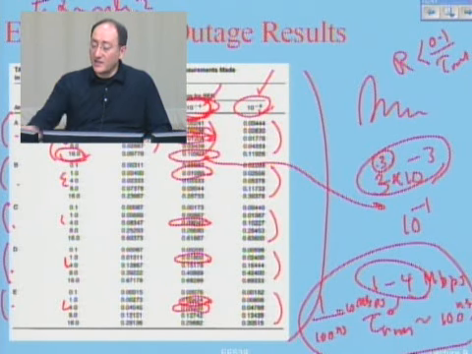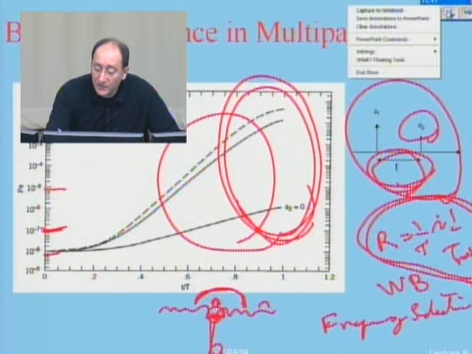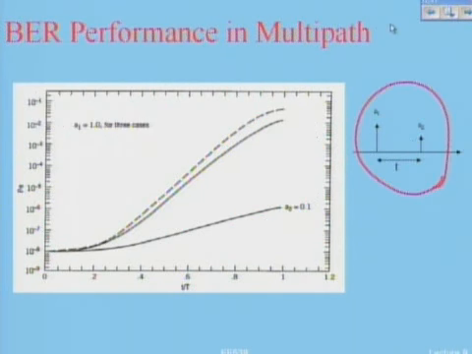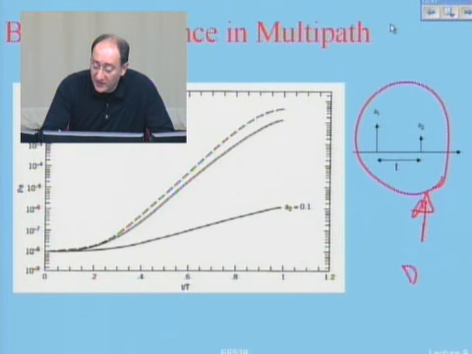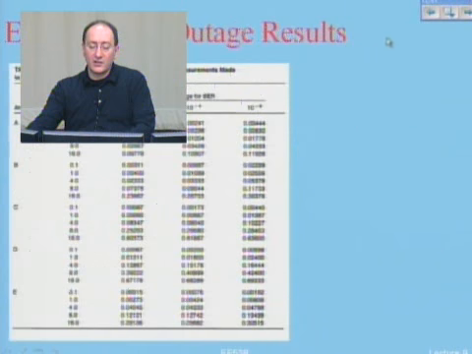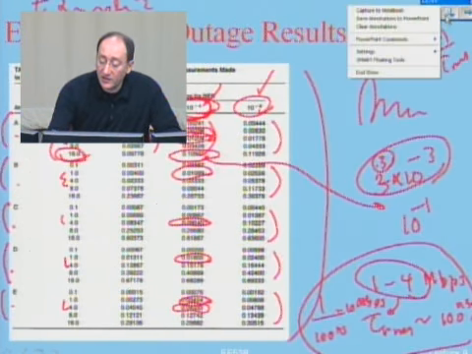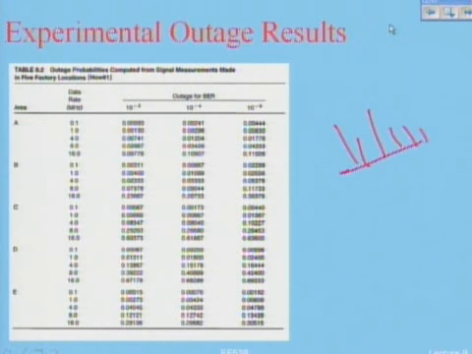And I know the source of this. The source of the problem was this, multipath. This is the channel impulse response, the discrete channel impulse response. In here, my discrete channel impulse response was different for each point. It was something like this, similar to the measurements that I had done earlier and have shown you earlier.